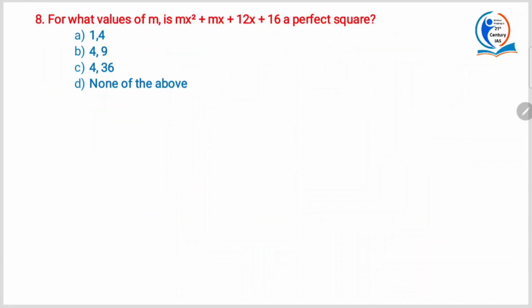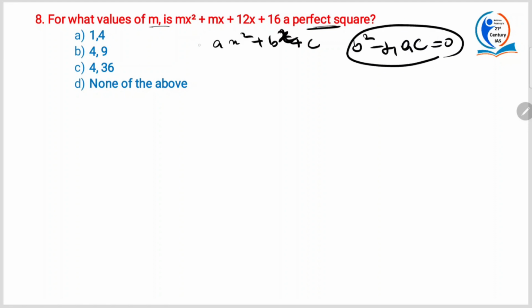For what values of m is mx square plus mx plus 12x plus 16 a perfect square? For people who know the concept of quadratic equations, there is something called the discriminant. If a quadratic equation is of the form ax square plus bx plus c, then if the discriminant b square minus 4ac is equal to 0, then it is a perfect square. This might sound like Greek and Latin for some people. No issues. I will tell you an easier method of how to solve this one.